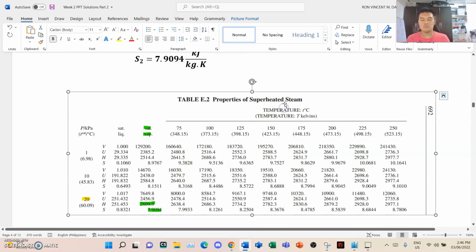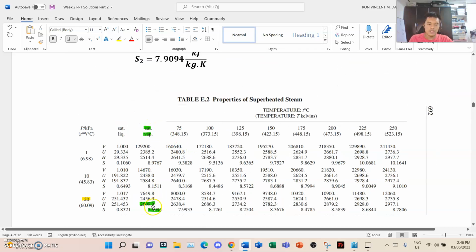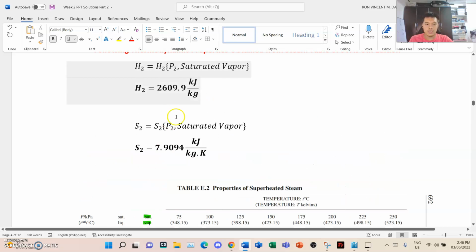Though it is in the same superheated steam table, to assist in our acquisition of the data, it also provides, for a given pressure, the saturated temperature. So at 20 kilopascals, the saturated temperature is 60.09, and at saturated vapor, we also define that it is at saturated vapor, and it is already given here. Then the enthalpy is 2609.9 and the entropy is 7.9094.